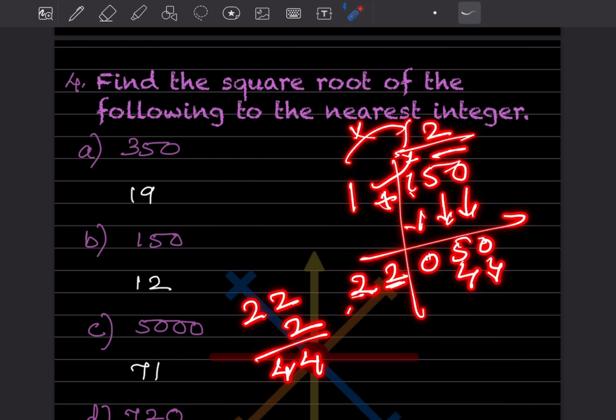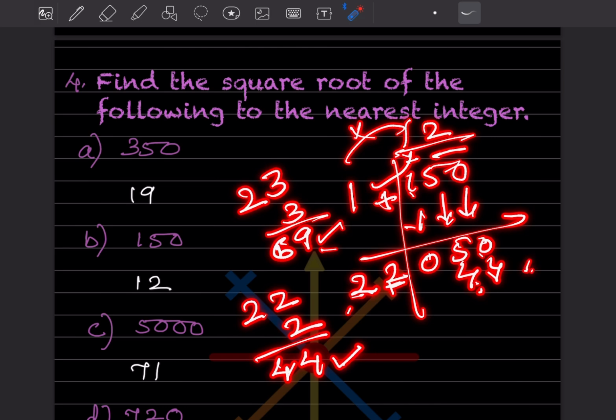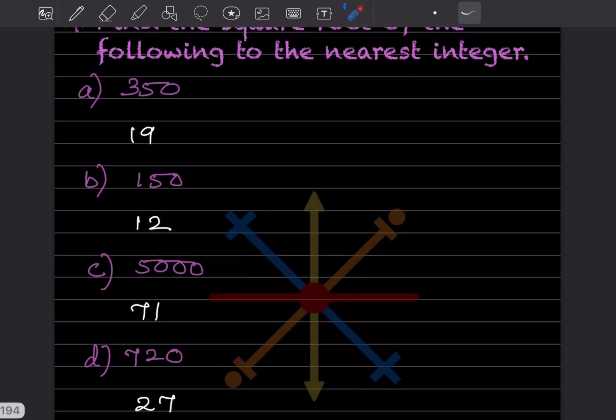So now suppose we are taking here 3, 23 threes are going to be 69. So you have to compare between 44 and 69. So 44 is close to 50. If we take 69, that is far off. So we are going to take 2, means that will be 44 and not 69. So the answer should be 12, because this is the nearest integer.